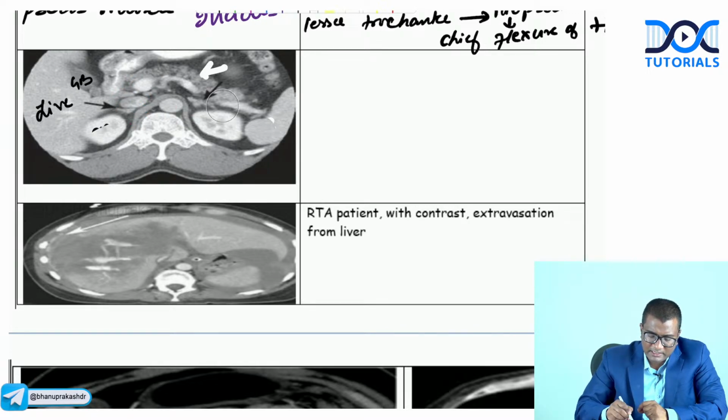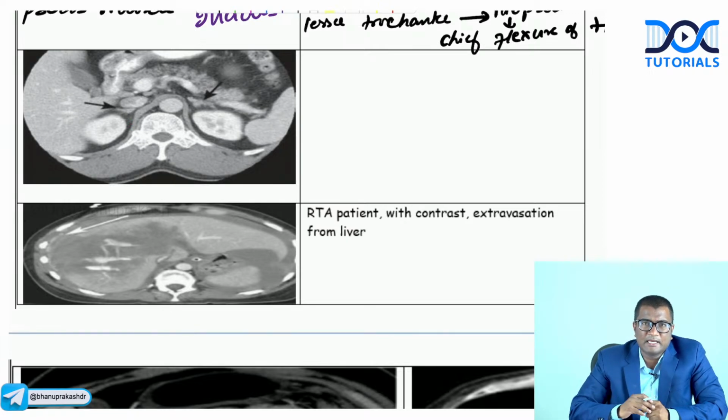The only thing difficult here is the vessels. Try to identify all the other structures, you can manage those. Liver, spleen, kidneys, or pancreas you can manage. Only thing is the vessels. The aorta is present between the two crura of the diaphragm. To the right of the aorta is the vena cava. Just posterior to the neck of the pancreas is your portal vein.